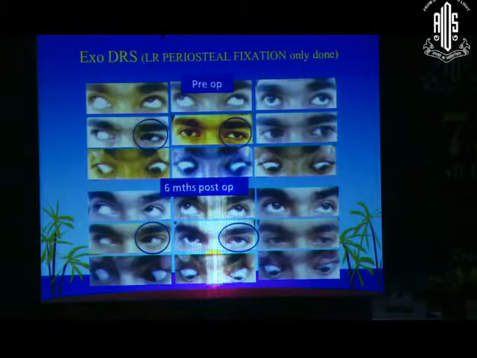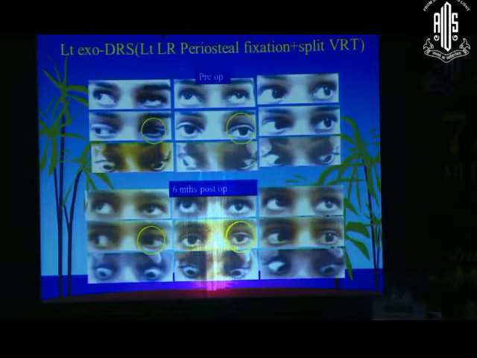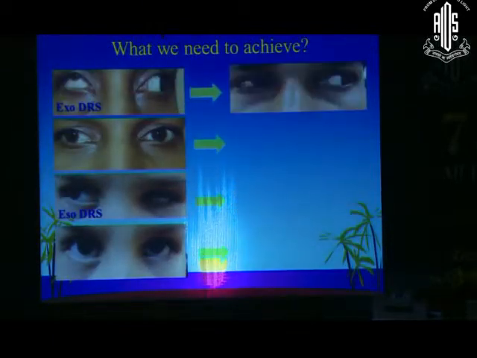Pre-op, this is a case in which only periosteal fixation has been done and the abduction is limited. But if you do the pre-op with split VRT, see the correction, abduction also has improved. The adduction, see this picture pre-op, there is a retraction, upshoot, downshoot, and see this, there is no upshoot, no downshoot, no retraction, and abduction has also improved. So even such cases which are very complex can be given binocular vision and improvement in all these cases.